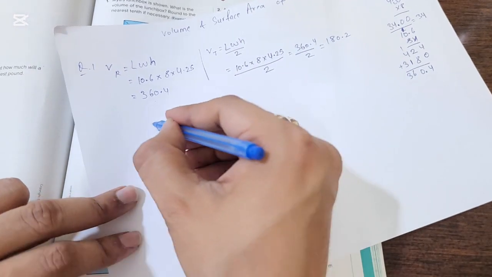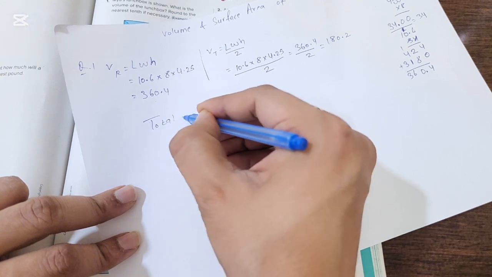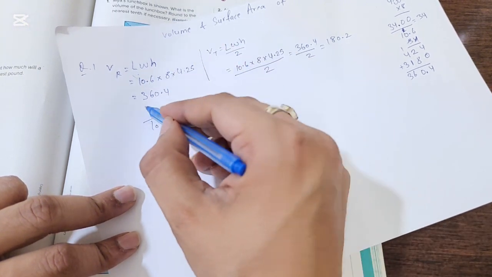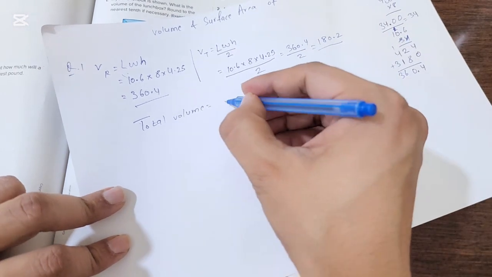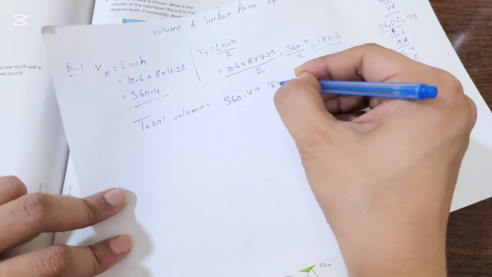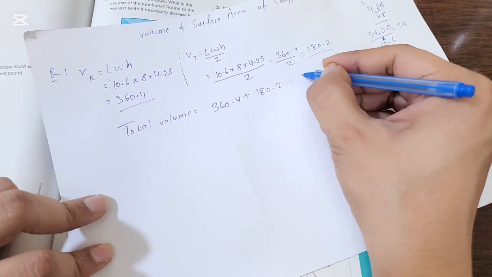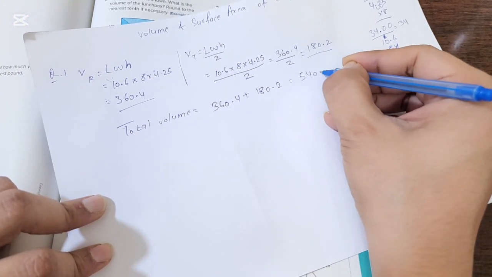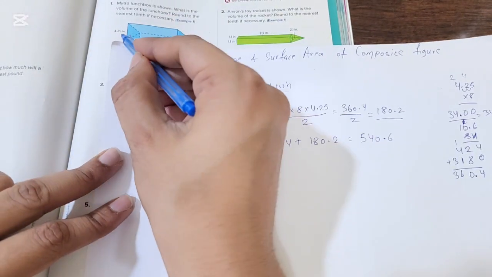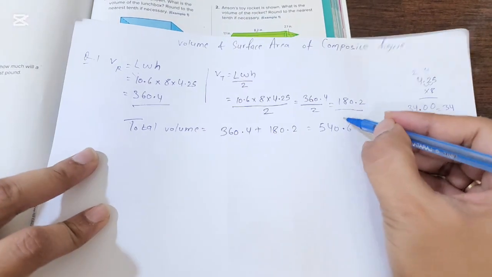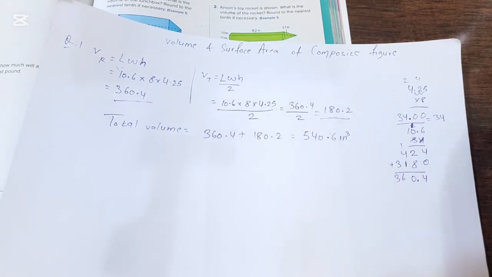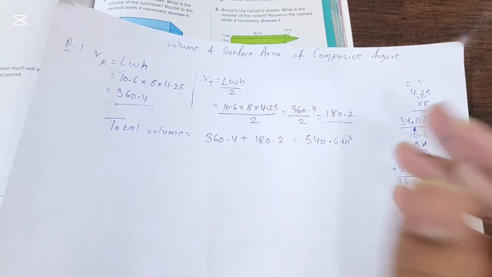Now for the total volume of the composite figure, we will add this plus this, 360.4 plus 180.2 will give me 540.6. Now because this is volume and the unit is inch here, so inch power 3. Okay, I hope you understood. So this was about the volume.